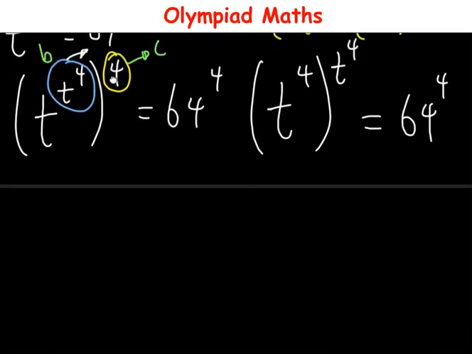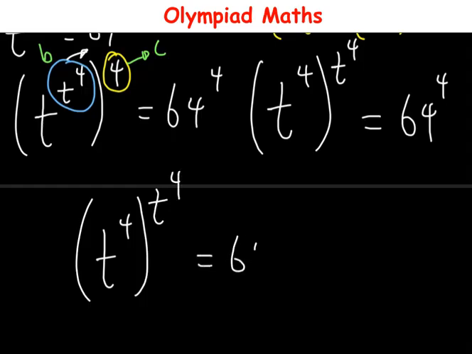So from here, what we have is this. We have in bracket t raised to power 4 all raised to power t raised to power 4 equal to 64 raised to power 4. Now looking at the left hand side of the equation, we have it that the base right here is equal to the exponent right here. Now, but if we look at the right hand side of the equation, the base here is not equal to the exponent right here. So we are going to ensure that the base right here should also equal the exponent right here. Why? Such that we can then compare the exponents and solve.